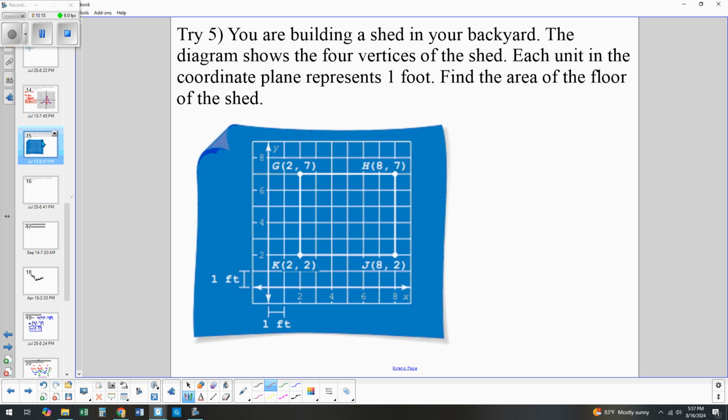Here's a try problem. Pause it if you'd like. The answers are posted online.